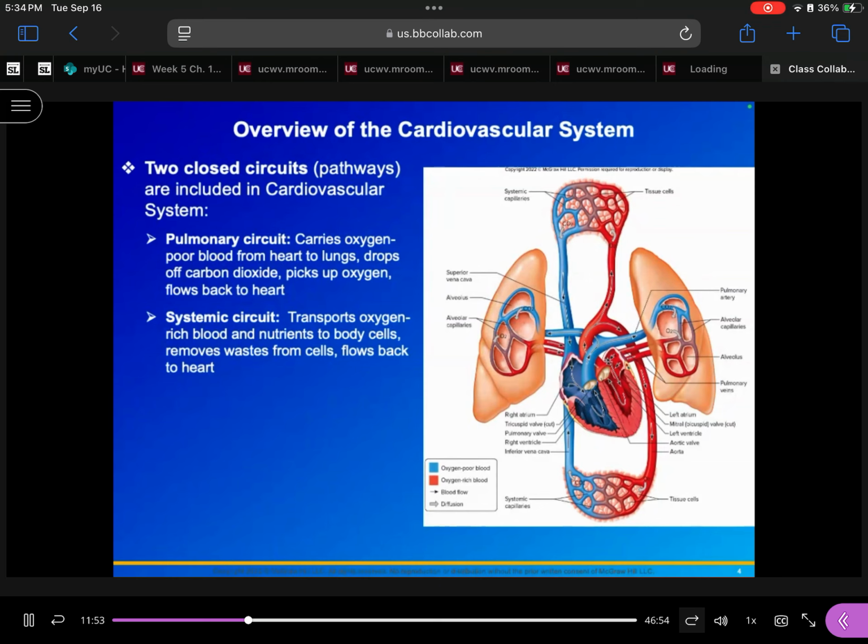The systemic circuit, as I mentioned before, is transporting oxygenated blood to all the different body tissues. We get an exchange of waste products, including CO2, and take it back to the lungs so we can expel CO2 and take in more oxygen. All right. So those are your two main circuits. We'll talk about, it's not really a circuit, but we'll talk about coronary circulation, which is going to be circulation actually occurring within the heart.